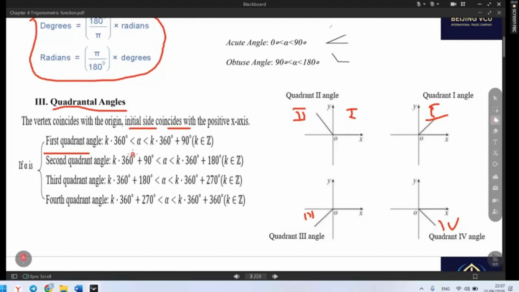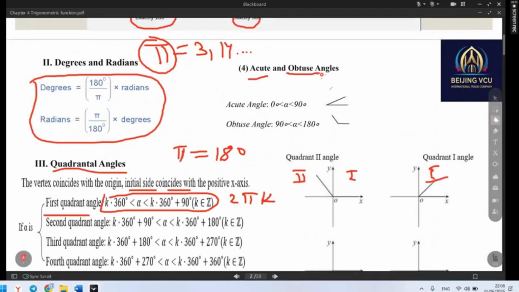What is the first quadrant? Which means 2πk, right? Because p is equal to 180 degrees. So that's why for the first quadrant angle, we say that alpha should lie on this interval. And then the second quadrant should lie on this, and then on this, on this. And I told you we have acute and obtuse angles, which means an acute angle is less than 90 degrees, and an obtuse angle is more than 90 and less than 180.